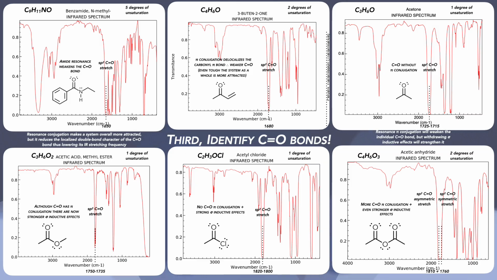Conjugated carbonyls appear around 1680 because pi electrons are shared across a larger system. Simple ketones appear around 1720, where the carbonyl is localized. Esters, lower left, appear slightly higher because oxygen withdraws electron density inductively. Acid chlorides appear even higher due to strong inductive withdrawal. And finally, acid anhydrides show two peaks because the two carbonyl groups vibrate together in symmetric, lower energy, and asymmetric, higher energy modes.